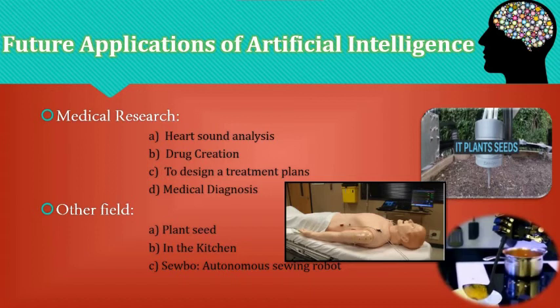Another field is the kitchen. Abroad, we can see some very high-level restaurants using machines, as you can see in the picture, where a robot hand can easily make food for the customer. And there is the autonomous sewing robot. By using it, two things happen: first of all, the manufacturing cost is going to reduce, and the quality of the cloth is gradually increasing.